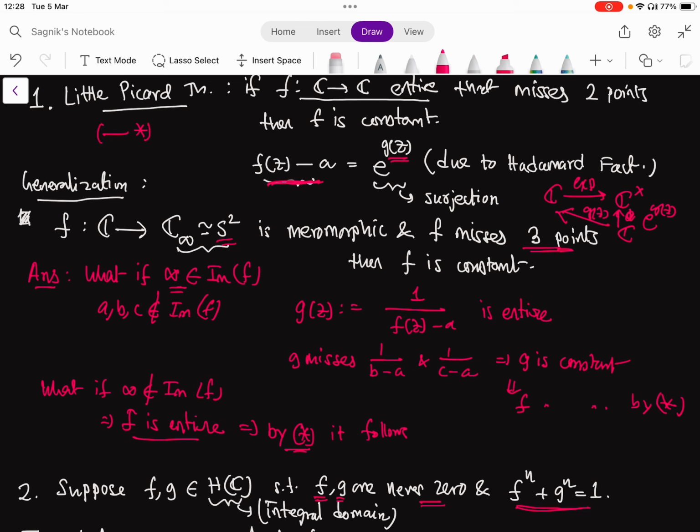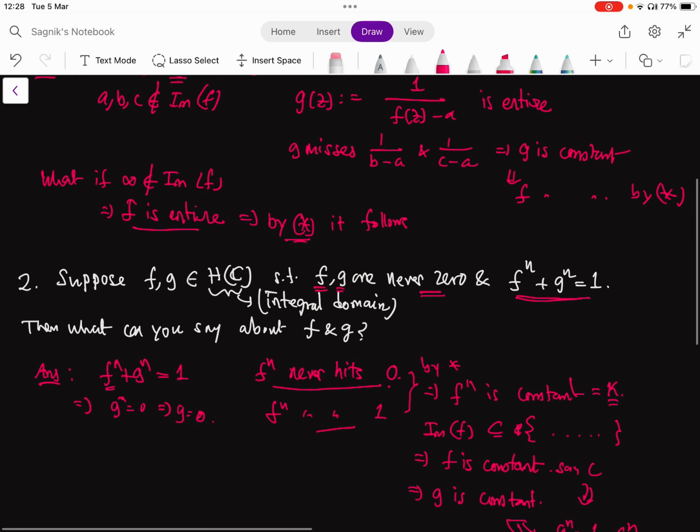So yeah, if you just apply this theorem, these two things follow pretty much easily. So yeah, we can stop now.